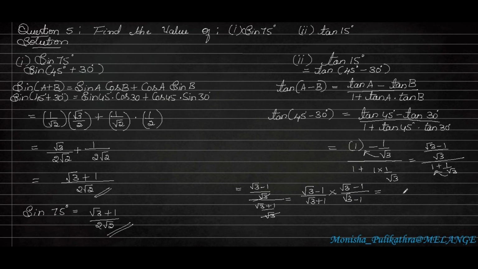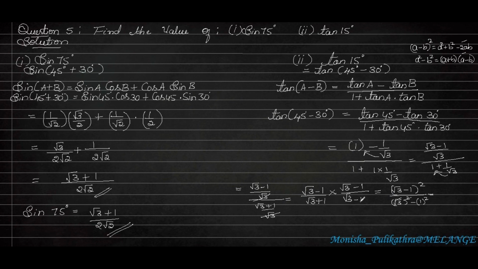So root 3 minus 1 into root 3 minus 1 is root 3 minus 1 whole square. In the denominator it is in the form of the algebraic identity a plus b, a minus b, which is equal to a square minus b square. So it will become root 3 square minus 1 square. Here root and square get cancelled. In the numerator it is in the form of a minus b whole square. The formula for a minus b whole square is a square plus b square minus 2ab. And the other one is a square minus b square equals a plus b into a minus b. These are the two algebraic identities we have used here.